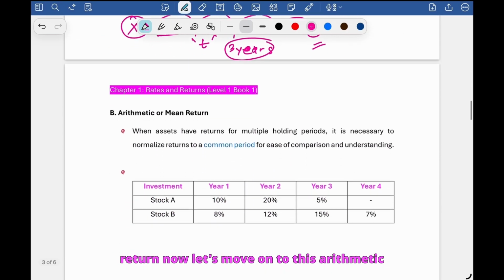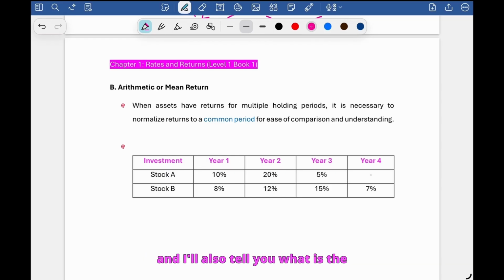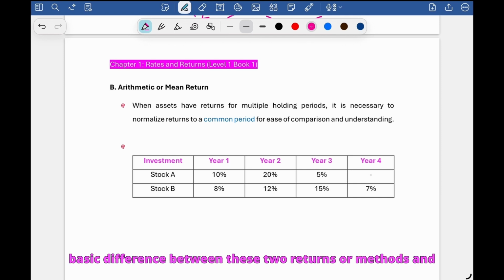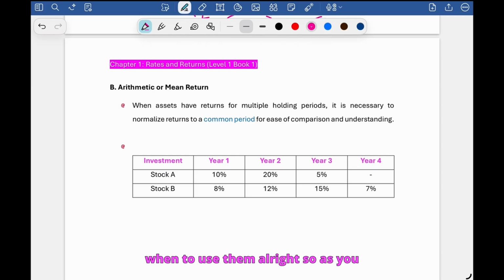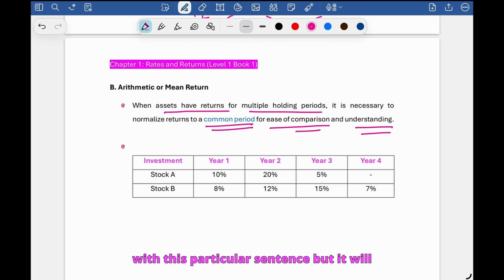Now, let's move on to this arithmetic or mean return, which is very easy to understand, and I'll also tell you what is the basic difference between these two returns or methods and when to use them. Alright. So, as you can see, arithmetic or mean return: when assets have returns for multiple holding periods, it is necessary to normalize returns to a common period for ease of comparison and understanding. Alright. You might be a little bit confused with this particular sentence, but it will be pretty clear when and why we are using this arithmetic or mean return.